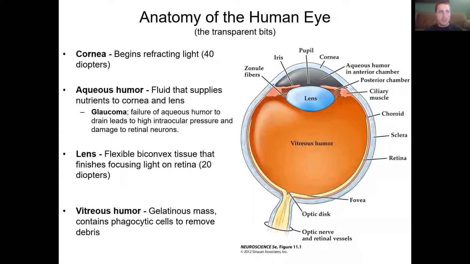So the light passes through the lens, it then goes through the vitreous humor. Vitreous humor actually makes up the bulk of your eye. It's this gelatinous mass somewhere between a liquid and a solid. Not a whole lot going on here, but it does have phagocytotic cells that crawl around and remove debris, the little floaters that you might see in your eye. So for your first summary question, answer: why do we need light to be refracted in the eye? Why do we need the cornea and the lens to bend light?